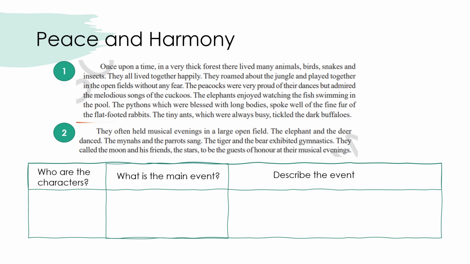So once I have read paragraphs 1 and 2, I'm going to fill up this table. What are the things I'm going to fill up? I'm going to fill up who are the characters first. Because we already did this in the previous class where we identified characters, we identified that all the animals in the story are small characters. And I write down who are the characters in the story in these two paragraphs. They are the animals in the forest.